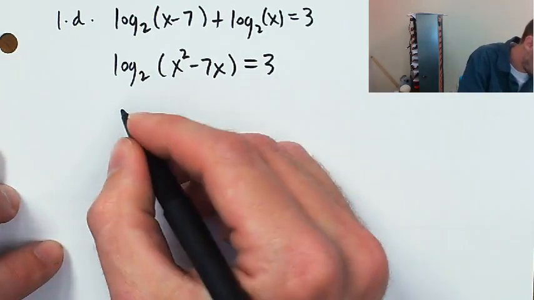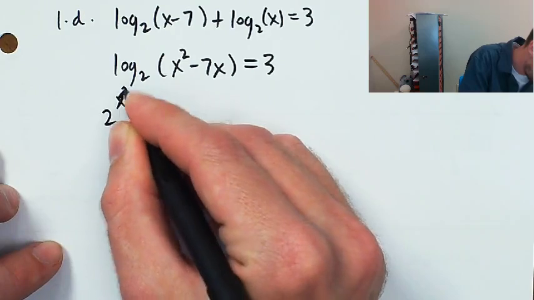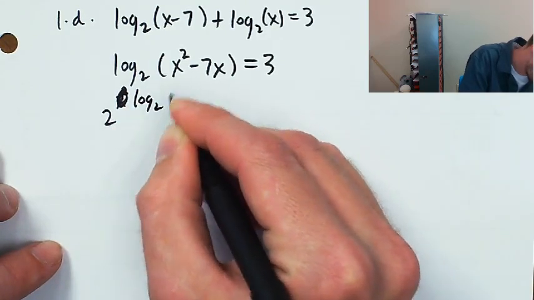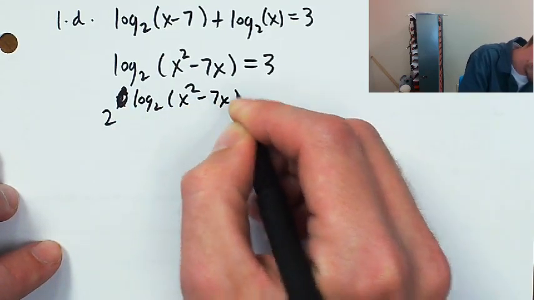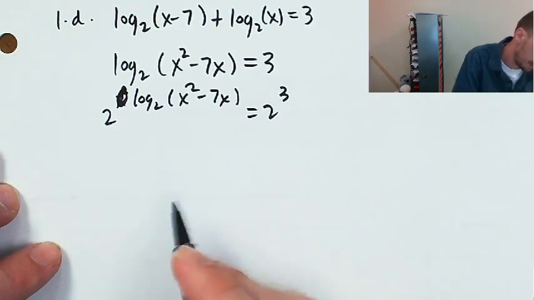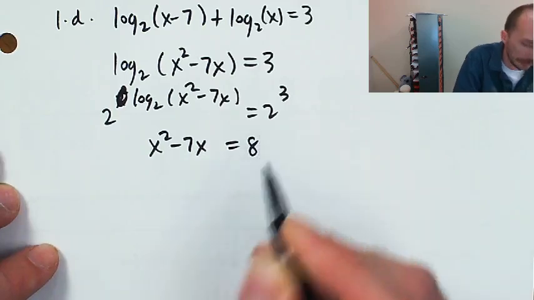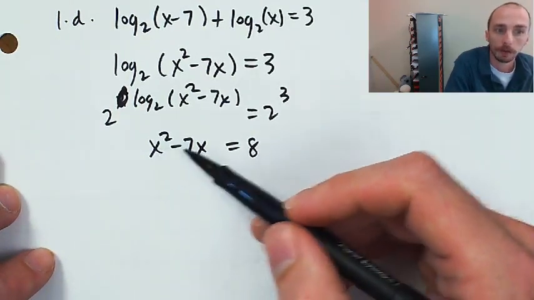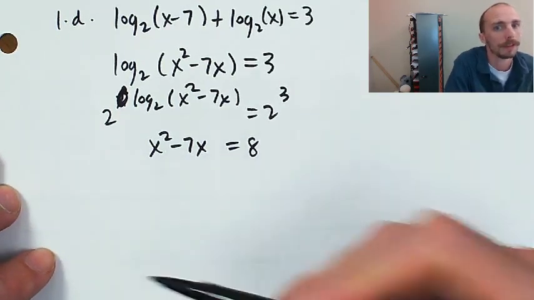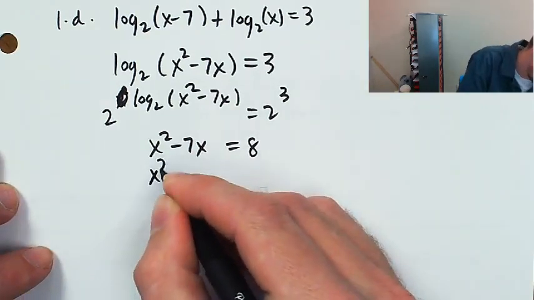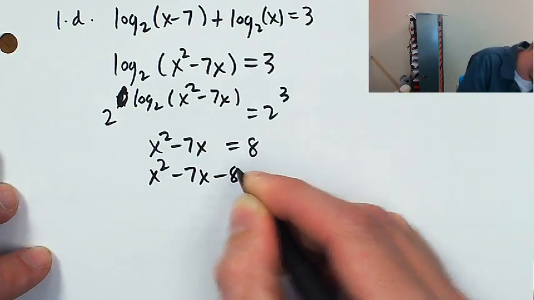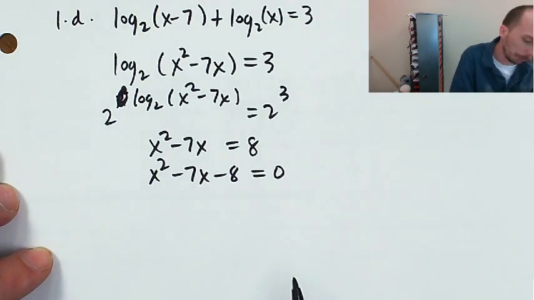Now I'm going to take 2 to both sides power. Okay. So I'll have x squared minus 7x equals 8. Okay. I've got 2 different powers of x in the same equation. That means I have to set it equal to 0 in order to solve. So x squared minus 7x minus 8 equals 0.